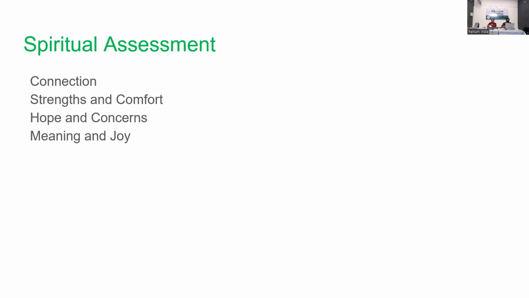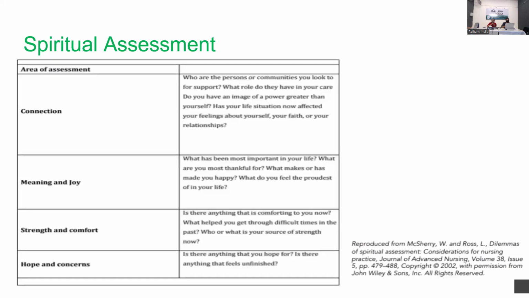And if a patient is lacking all these things, we might say that this person is having spiritual distress, and we have a spiritual distress tool to find out and assess, right? So connection: who are the persons or communities you look to for support? Who are there with me? What gives meaning to my life? Do I believe in a power higher than, greater than myself, right? Has your life situation now affected your feelings about yourself, your faith or relationships?